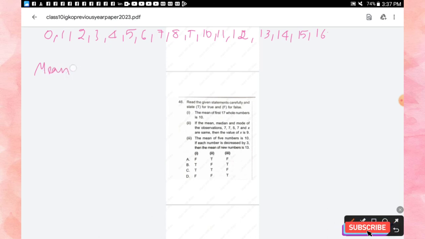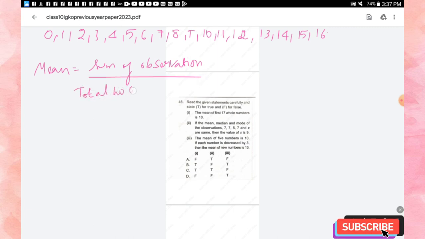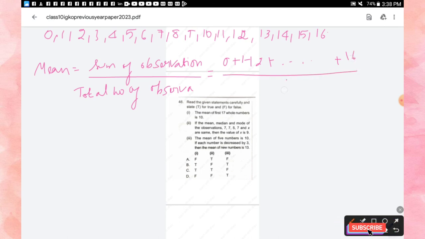So we all know we have the formula, that is mean is equal to sum of observations divided by total number of observations, right? Sum of observations means you have to add all the observations up to 16. Total number of observations is here 17. So you have to add all the first 17 whole numbers, no? So what would you get? Yes, you will be getting 136 divided by 17. So when you divide, you will be getting 8. So the mean of first 17 whole numbers is 8. It's not 10. So statement 1 is false here.